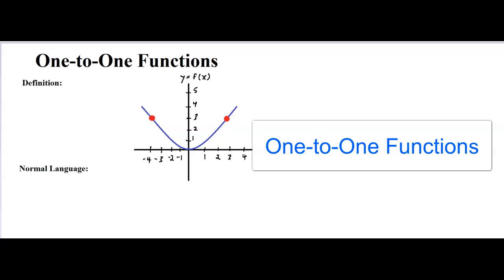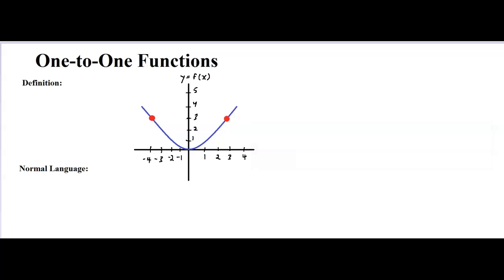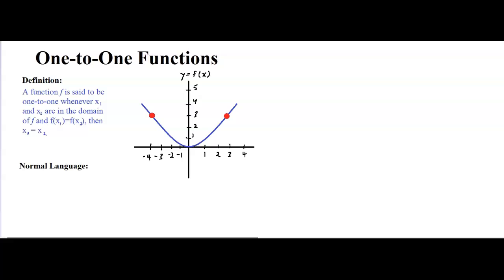One-to-one functions. Let's start with the formal definition. A function f is said to be one-to-one whenever x1 and x2 are in the domain of f and f of x1 equals f of x2, then x1 must be equal to x2. Essentially, you could also say if x1 and x2 are distinct points, not equal, then that means that f of x1 must not equal f of x2.